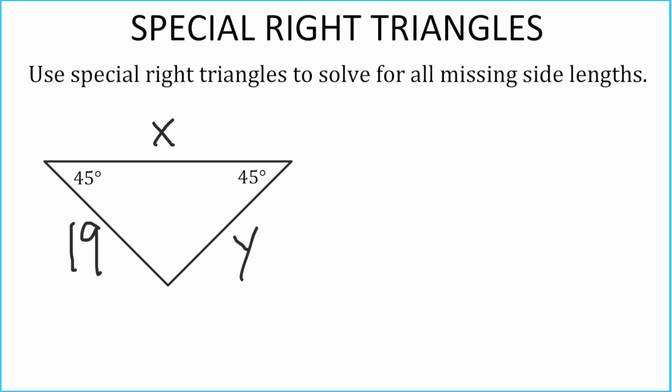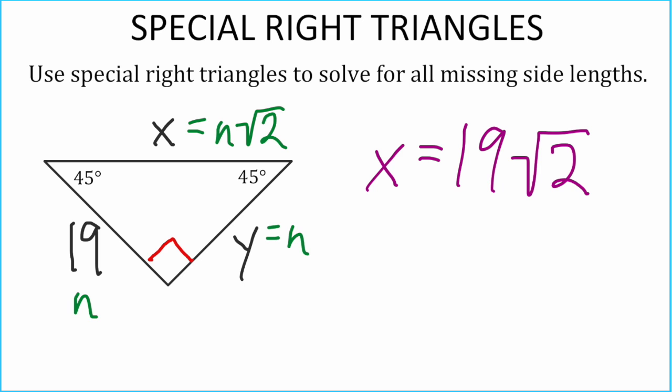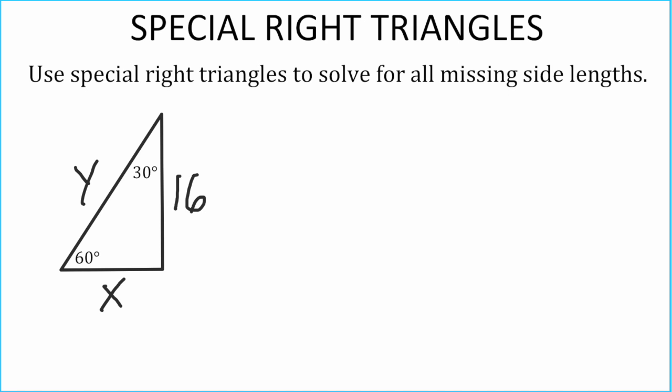All right, we're missing a right angle here, but since the other two angles are 45 degrees, the missing angle would be 90. All right, this one's another quick, easy problem. It follows our pattern. If we let the 19 equal n, then the y is equal to n, and the x is equal to n radical 2. So x is 19 radical 2, and y is simply 19. All right, last problem.